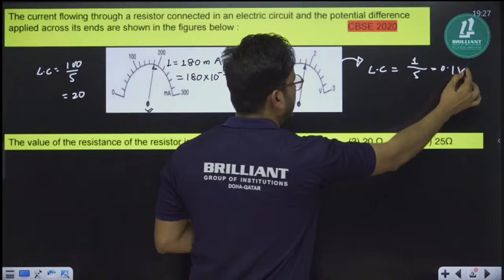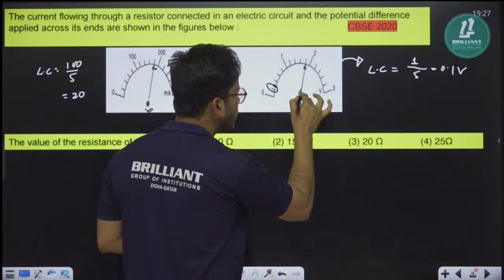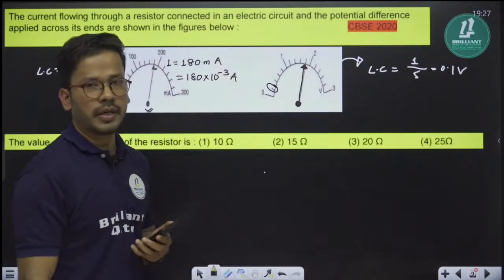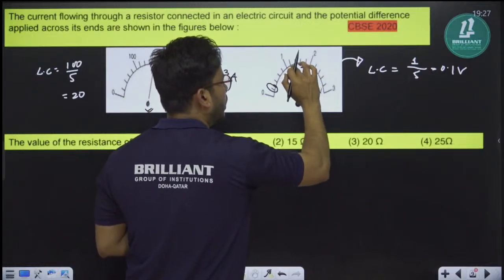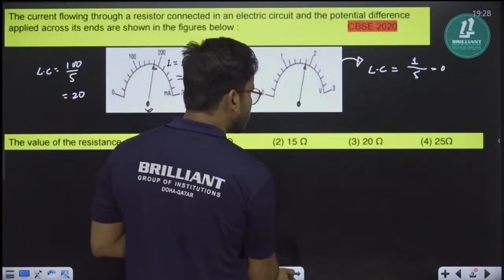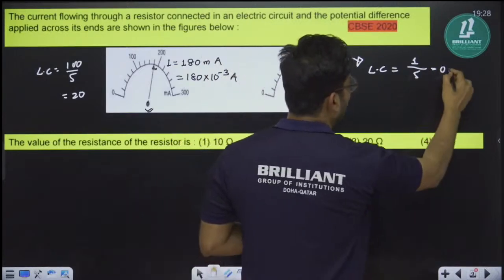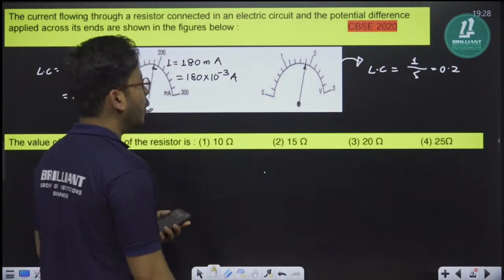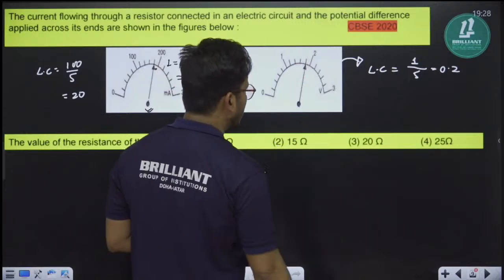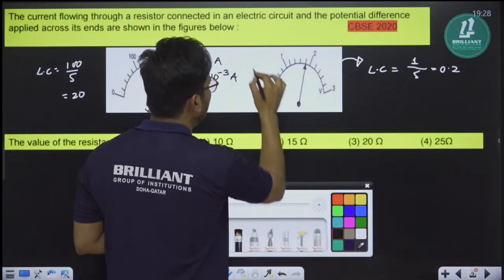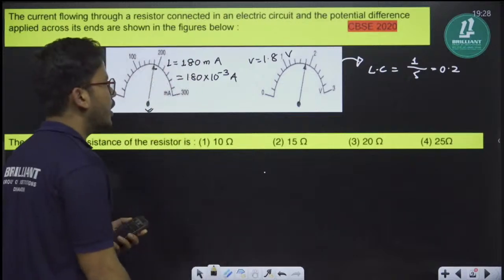So this is volt. Now the first division is how much? See where the pointer is pointing. The pointer is pointing over here. So 1, and after that 0.2, 0.4, 0.6 and 0.8. So what is your potential difference here? Potential difference is 1.8 volt. Perfect.